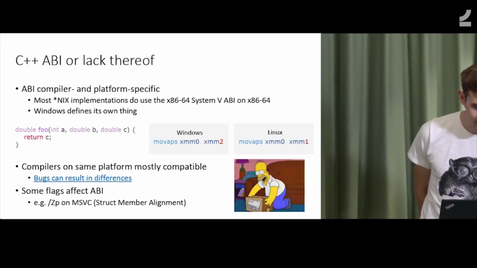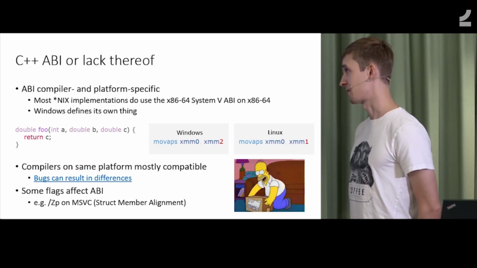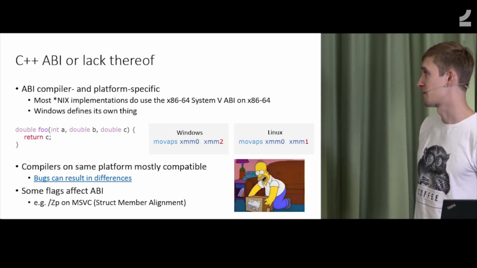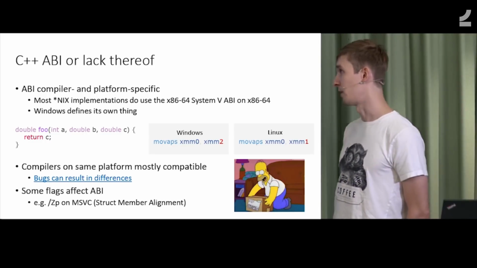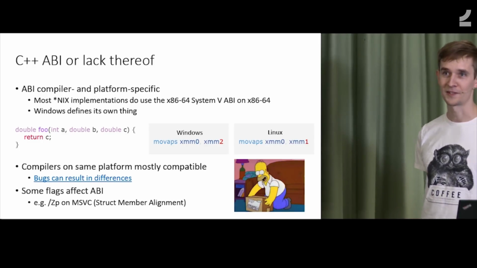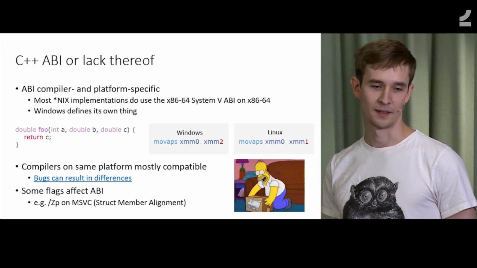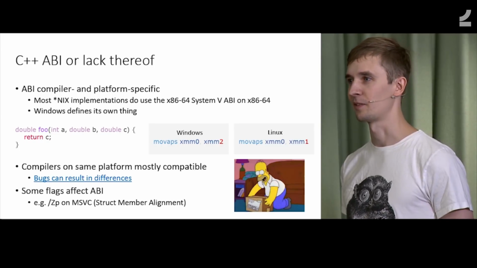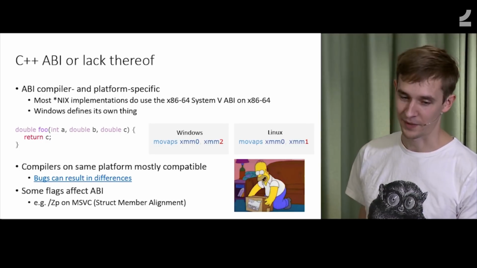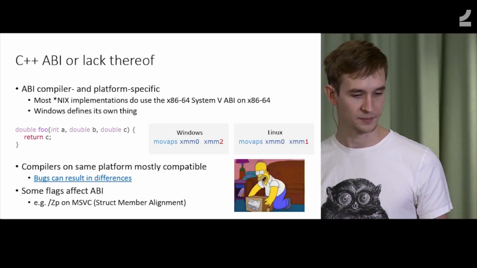So you have a look at the function we have here, which just takes a few simple parameters, and we already have a discrepancy for where that C parameter is passed to. In Windows, it comes in the XMM2 register, and on Linux it's the XMM1 register. So that is a lot of fun to deal with. At least on a single platform, the compilers will be compatible just through the virtue of Clang people and GCC people agreeing that, yeah, we should do the same thing, because otherwise it's insane. Yet still, sometimes bugs can result in differences between those calling conventions.